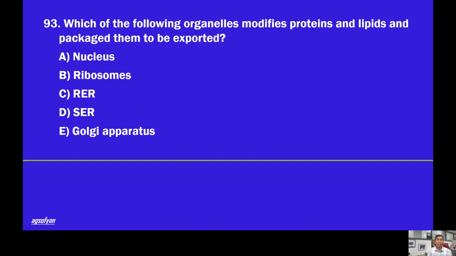Number 93. Which of the following organelles modifies proteins and lipids and packages them to be exported? Nucleus, ribosome, RER, SER, or Golgi apparatus? Yes, the answer will be Golgi apparatus. It modifies proteins and lipids into final products, and some of the final products will be exported out.